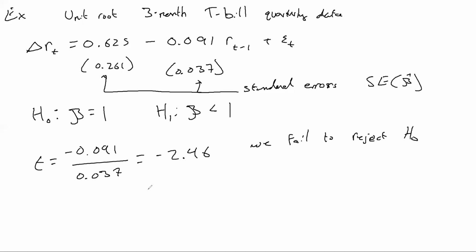So this would mean that we can reasonably believe that quarterly data of 3 month T-bills is a random walk. It has a unit root. So you cannot really predict that.